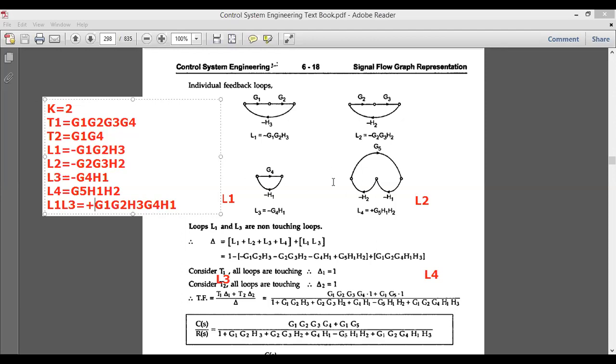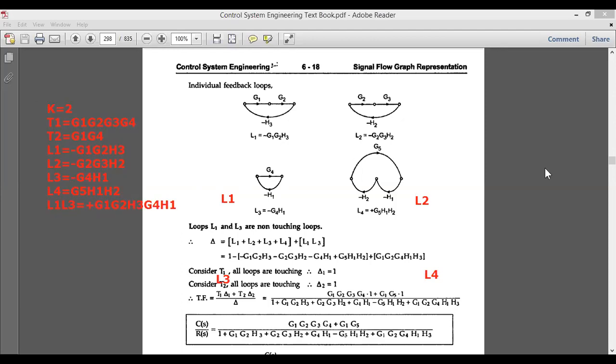But here the loops may touch to the node. Okay, how to check them is simply go for checking with respect to the signal flow graph. So you should be very careful in observing the touching loops and the non-touching loops. Two non-touching loops, because we have a concept of two non-touching loops. Three non-touching loops. So therefore be very careful in finding the touching loops and non-touching loops.